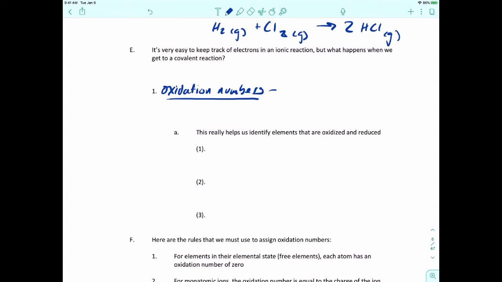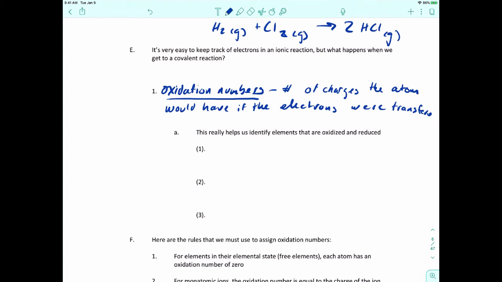And how this works is that the oxidation number is the number of charges the atom would have if the electrons were transferred completely. All right, so let me write this down. So oxidation numbers, this is the number of charges the atom would have if the electrons were transferred completely. In other words, you treat covalent compounds as if they were ionic compounds. So treat covalents as if they're ionic.